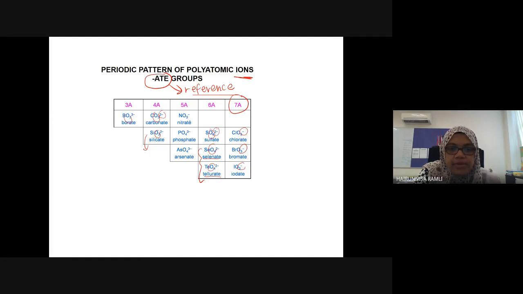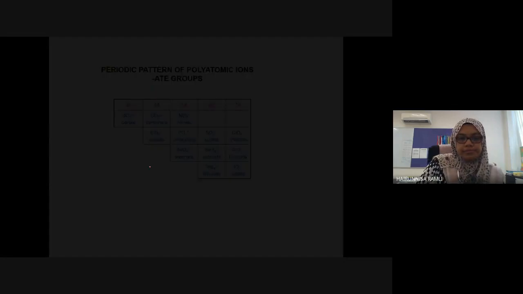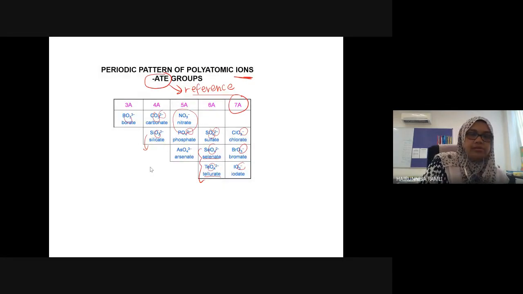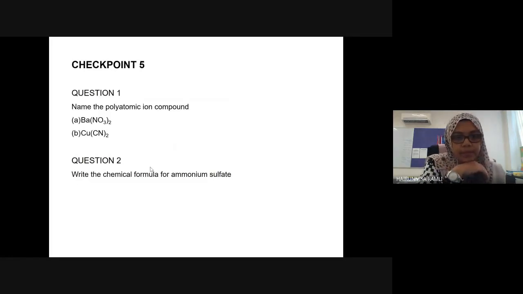Okay, and then for nitrate, yang ni common kita pakai, negative 1 charge. But phosphate is negative 3. Okay, so you memorize for the nitrate as the reference. Kenapa? Nanti saya akan tunjuk bila, sebab dia akan follow trend. Bila you kurang satu oksigen, dia akan jadi apa? You tambah satu oksigen, dia akan jadi apa? Okay, first, before we go for the macam mana trend ni, so please answer this checkpoint first.